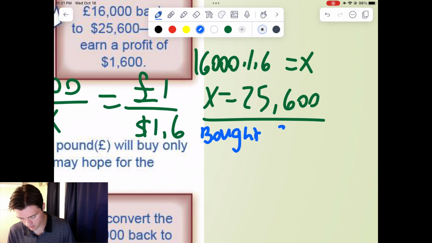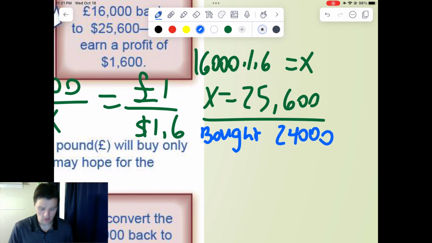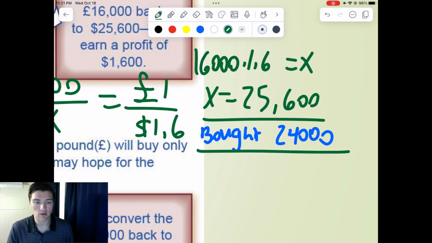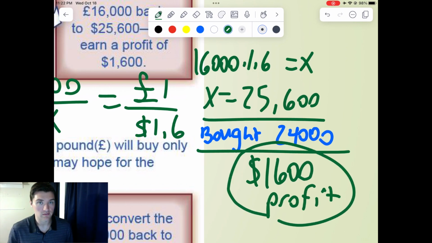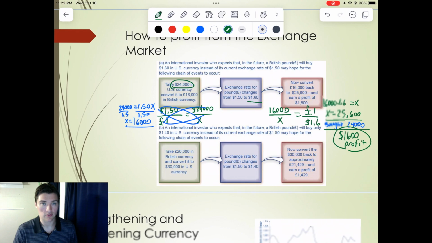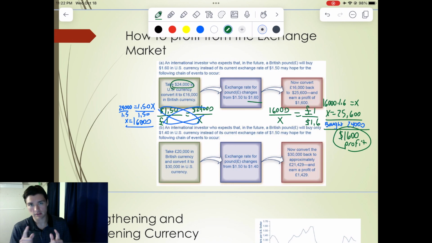So that means that we bought currency for $24,000, and then because the exchange rate changed, we got $25,600. So that means our profit is going to be $1,600. Congratulations. You did absolutely nothing other than wait for the exchange rate to change. And as soon as it changed, you bought it back and were able to profit. You were able to turn $24,000 into $25,600 like magic.